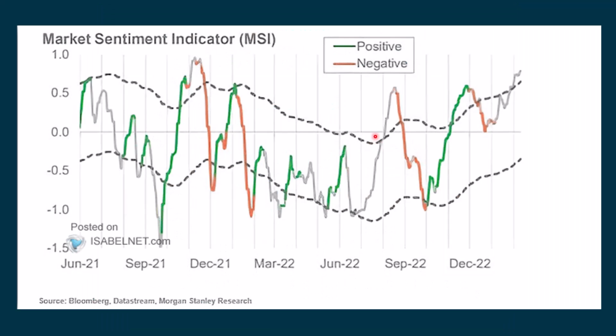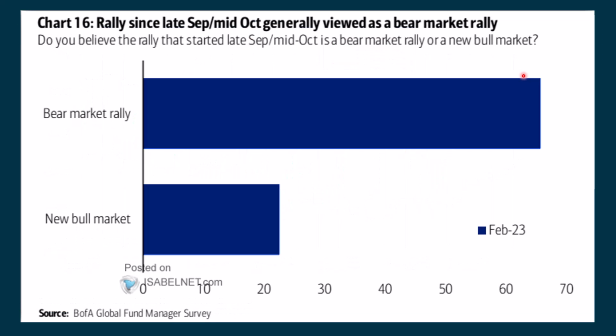Another sentiment indicator, we're up near the top of this particular indicator, and it is positive, but we're starting to get extreme with the sentiment. Another way that people are feeling is the rally since the late September and mid-October levels, generally viewed as a bear market rally. Most people just think that. And it doesn't matter what people think, but people like to take a position and then stand on that. Only time will tell whether this was just a bounce in the midst of a bear market, or are we starting some kind of a new bull market phase.